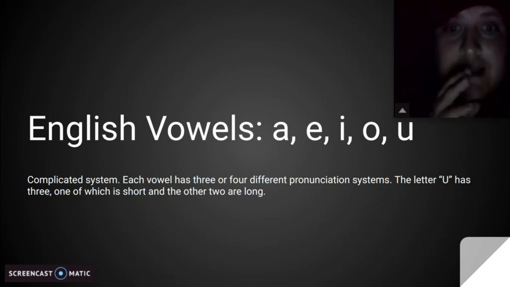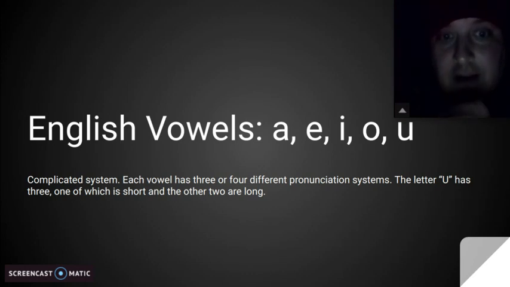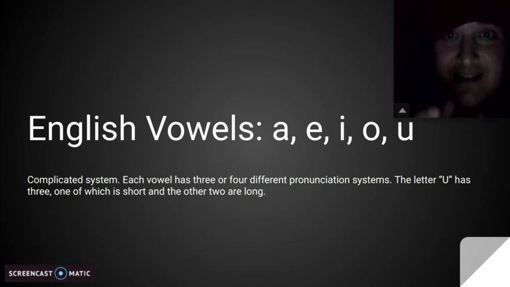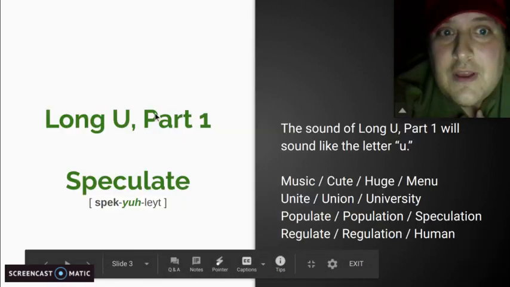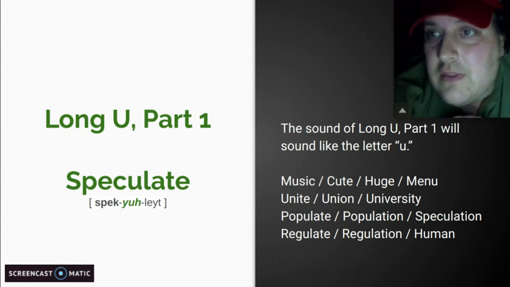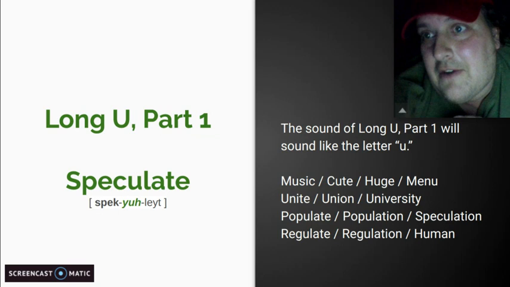Now, U itself has 3 different sounds. One of which is short, and the other 2 are long. And technically, one of the long sounds has 2 parts to it. So maybe we could say we have 4 types of pronunciation with the letter U. We're going to start off with the long U, part 1. This is when the U will actually sound like the letter U.